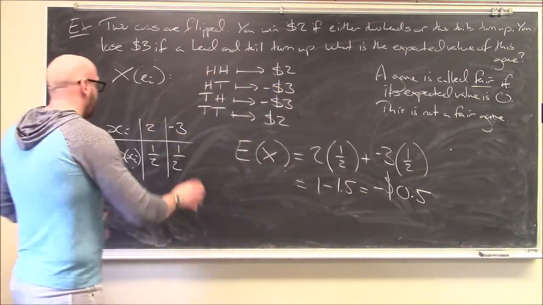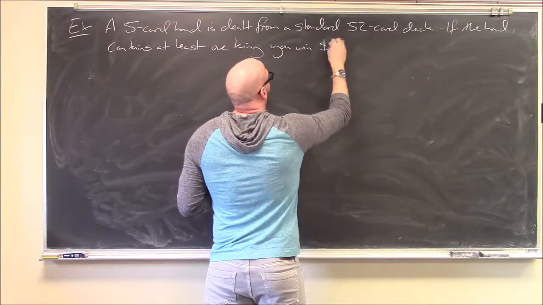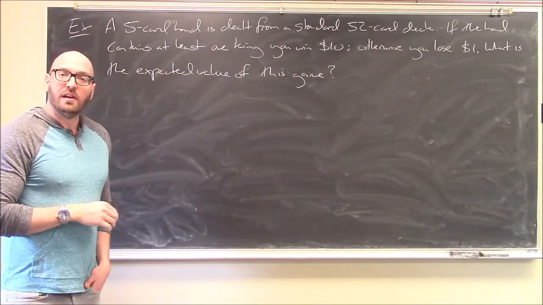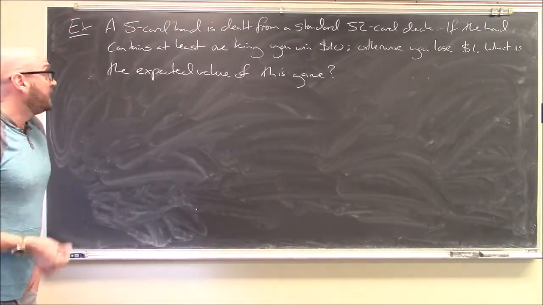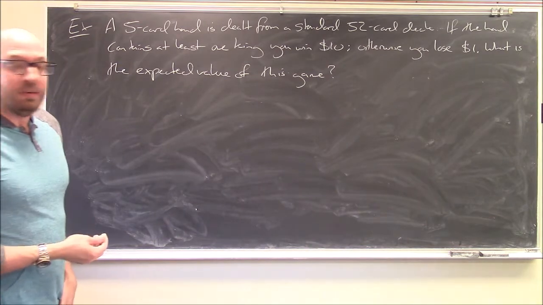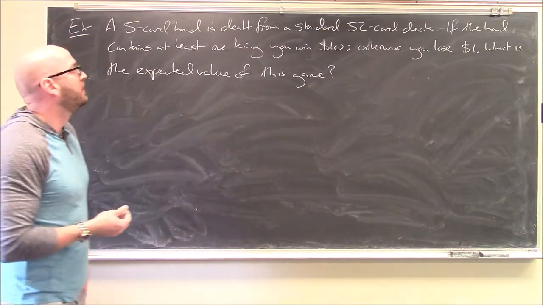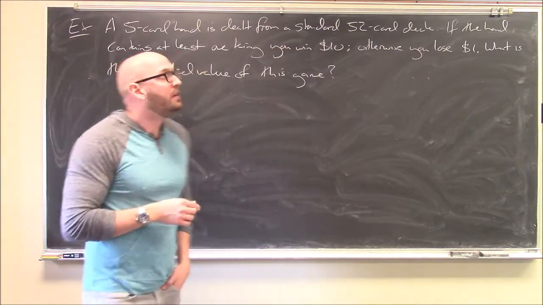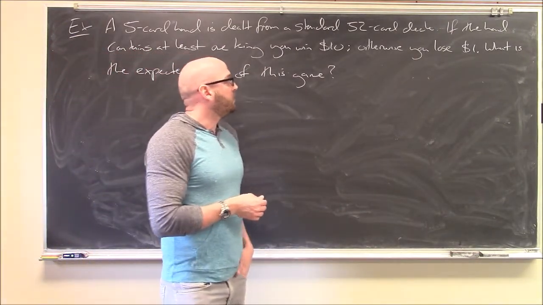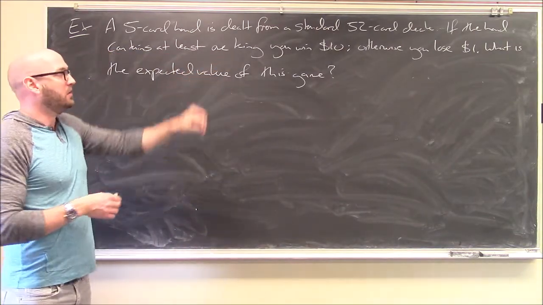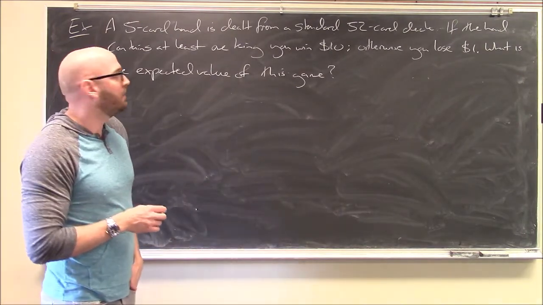Alright, so I just want to do a couple more examples. I have a much more tricky example than the 2 or 3 we've done so far. Playing another game here, a 5-card hand is dealt from a standard 52-card deck. If the hand contains at least one king, you win $10. Otherwise, you lose $1. What is the expected value of this game?